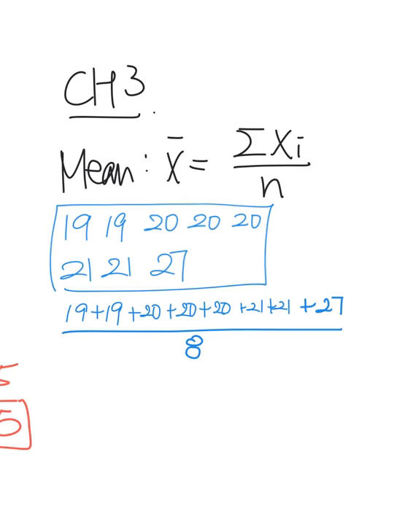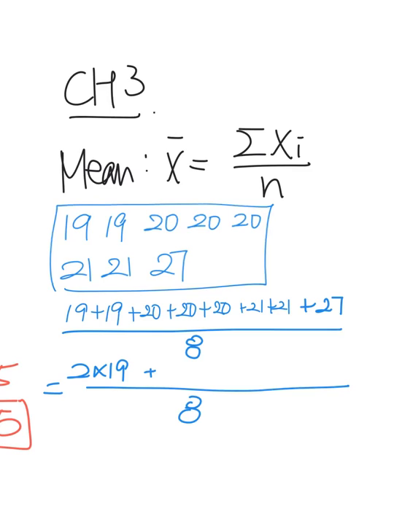Can I rewrite this way? 19 over 8. No, not this way. Sorry, just a second. How about this one? How many 19s? 2 19s. 2 times 19. You know, multiplication is repeated addition. So 19 plus 19 means 2 times 19.